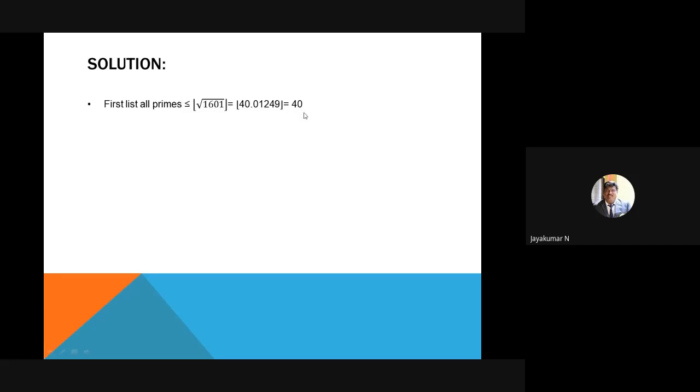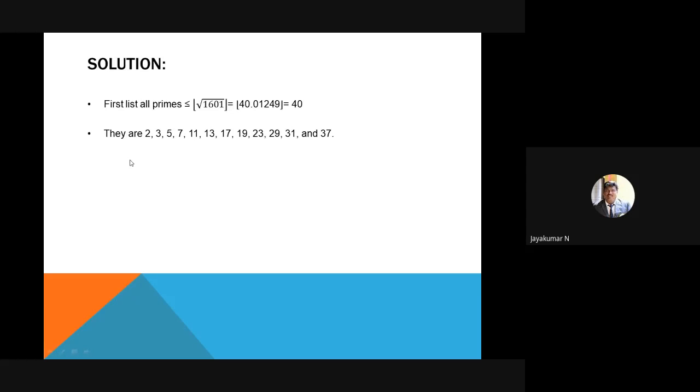Okay, so try to list it out. This is a little bit bigger problem, but even so, try to list it out. So the prime numbers less than 40 are 2, 3, 5, 7, 11, 13, 17, 19, 23, 29, 31, 37. These primes are less than the number 40.